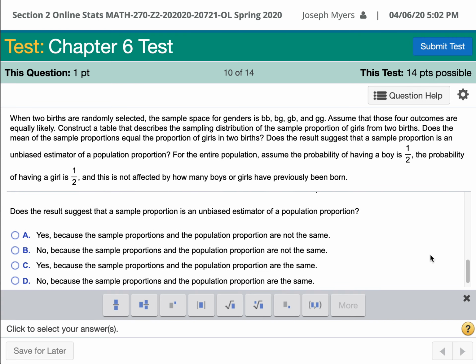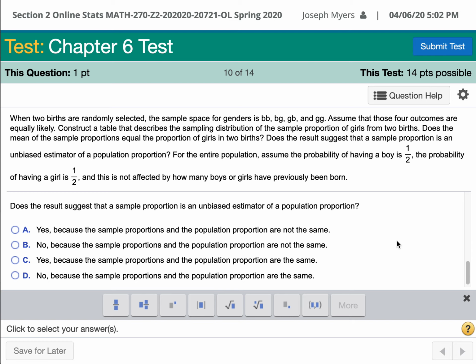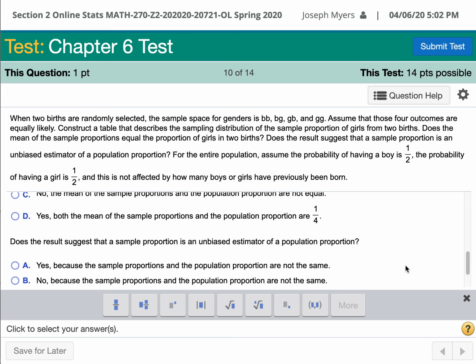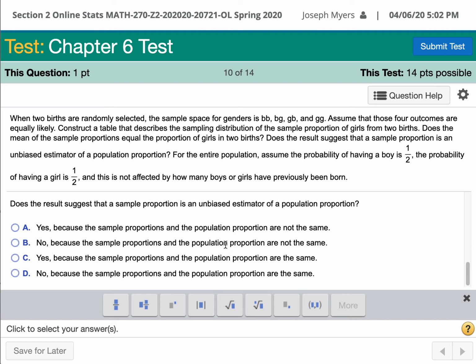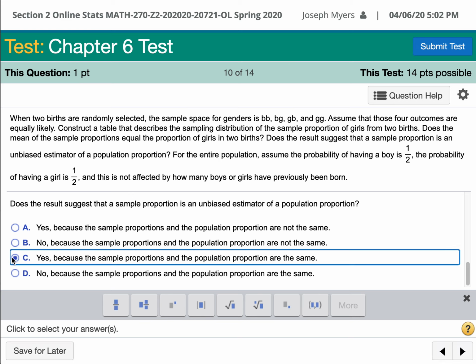Does this result suggest that a sample proportion is an unbiased estimator of a population proportion? Well, when your sample proportion turns out to be the same as your population proportion, then it's an unbiased estimator. So this would be yes, it's unbiased because the sample proportion and the population proportion are the same. So it should be C. Yes, because the sample proportions and the population proportion are the same.